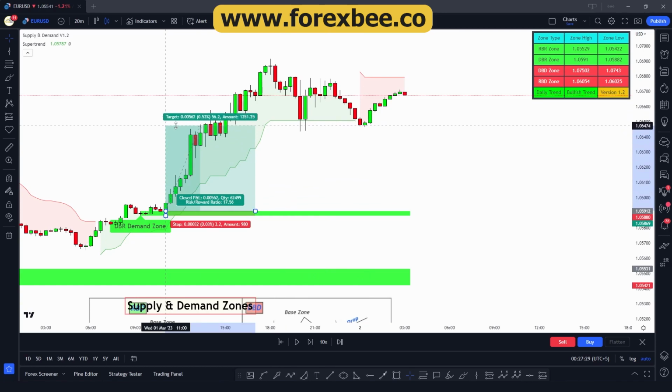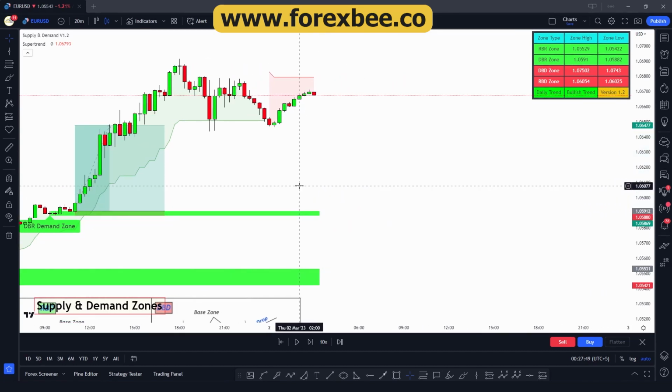Now let's look at the results of the risk to reward ratio. As you can see, with this minimal stop loss and with this pinpoint entry, we were able to capture our trade of almost 17.5 risk to reward ratio. Now this is again very phenomenal, and let's look for any other trade that we can take using this indicator.